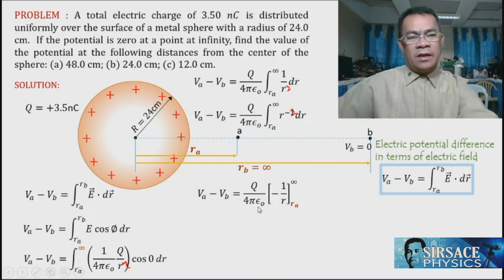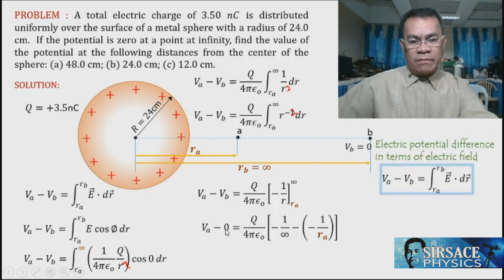Now take note, this is from RA, our RA now, going to infinity. These are the limits, from RA to infinity. Then this one is 0, so we can place 0, then apply the limit, upper minus lower. So 1 over infinity, this is a large number, so this term approaches 0. And this is negative, negative becomes positive.